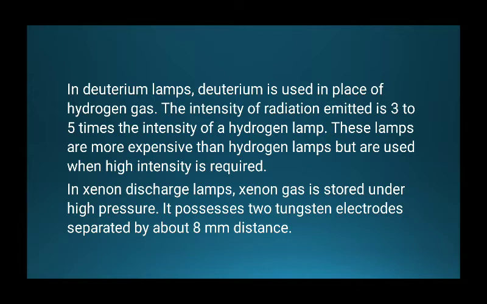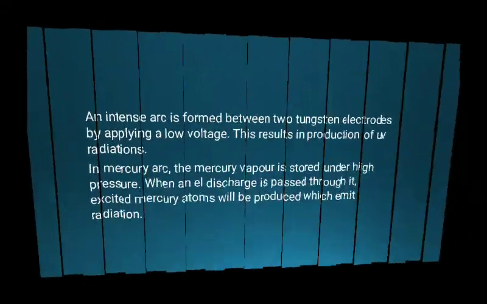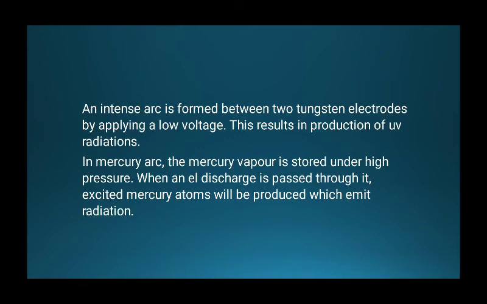In a xenon discharge lamp, xenon gas is stored under high pressure. It possesses two tungsten electrodes separated by about 8 mm distance. An intense arc is formed between the two tungsten electrodes by applying a low voltage. This results in the production of UV radiation. In a mercury arc, the mercury vapor is stored under high pressure. When an electric discharge is passed through it, excited mercury atoms are produced, which emit radiation.